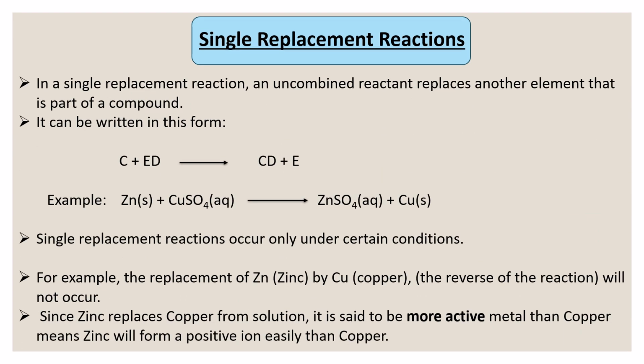In a single replacement reaction, an uncombined reactant replaces another element that is part of a compound. It can be written in this form: C plus AD, arrow, CD plus A. Example: zinc solid plus CuSO4 aqueous solution, arrow, zinc sulfate aqueous solution plus copper solid. Single replacement reactions occur only under certain conditions. For example, in the replacement of copper by zinc, the reverse of the reaction will not occur. Since zinc replaces copper from solution, it is said to be a more active metal than copper, meaning zinc will form a positive ion more easily than copper will.